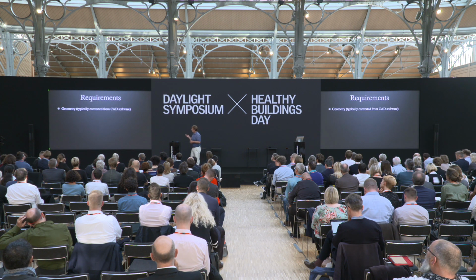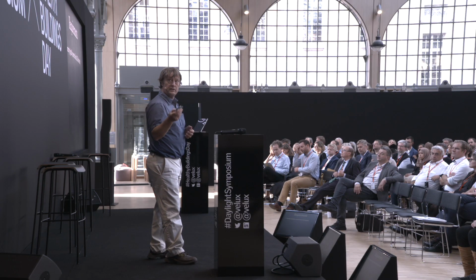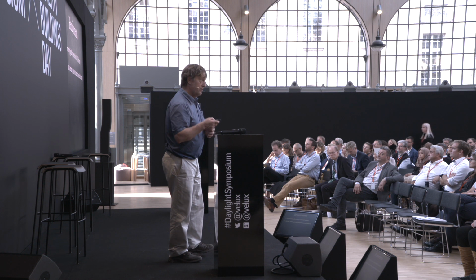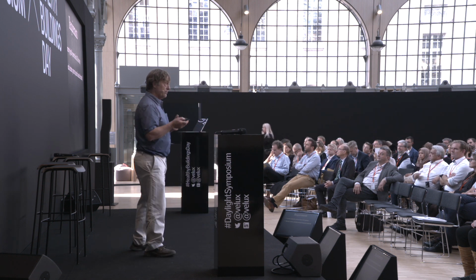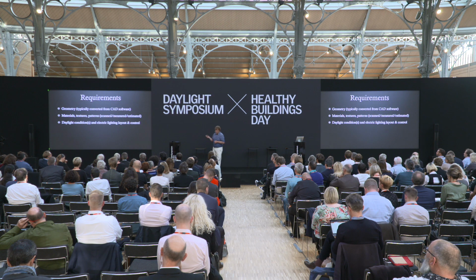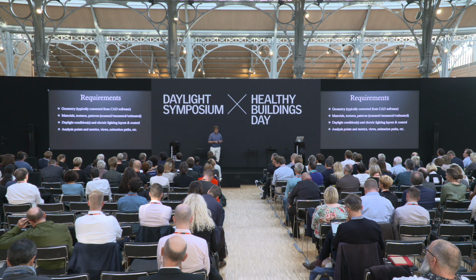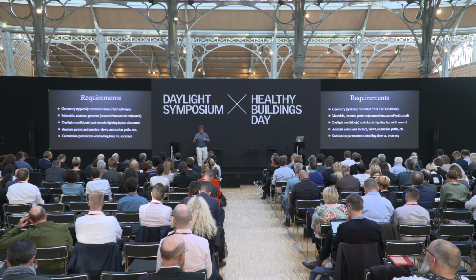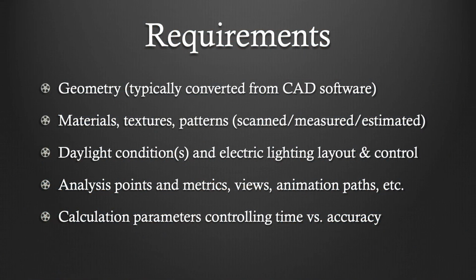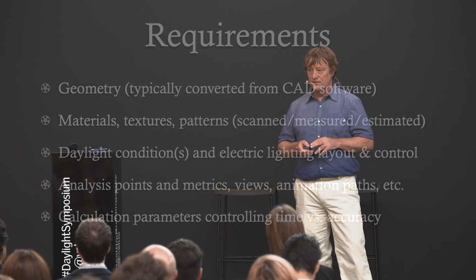So the requirements for this type of simulation includes the geometry, as mentioned. Typically, this comes from CAD software. And then you have to have materials, textures, and patterns that you've scanned or measured or estimated somehow. And then you need to know the daylight conditions and the electric lighting controls and so forth, as well as analysis points, the metrics you want to use, views, animation paths, and so on. So it's a lot of information to feed in to get things out. And each step of the way, you have to make sure that what you're doing is correct. And you have this trade-off between calculation time and accuracy that you have to play with. So it takes a lot of building up to the expertise needed to run this software.